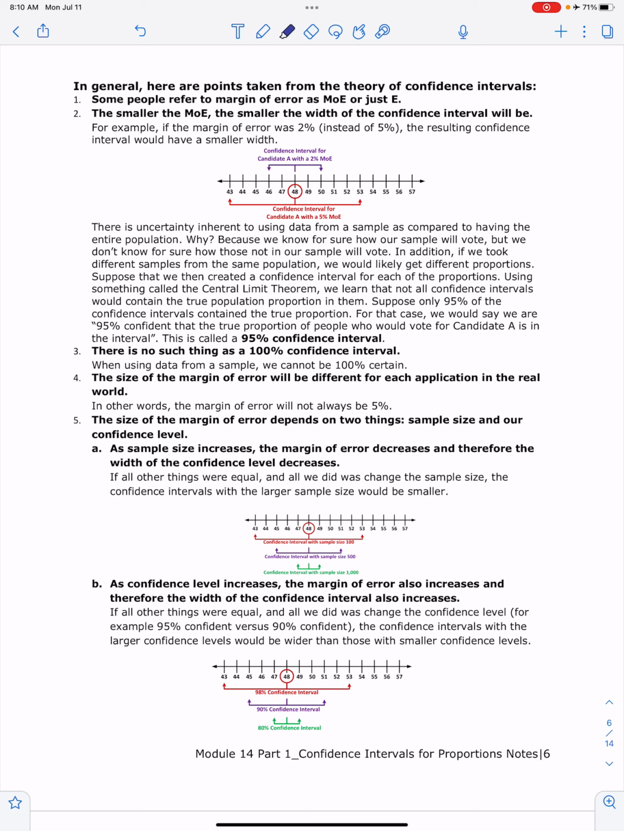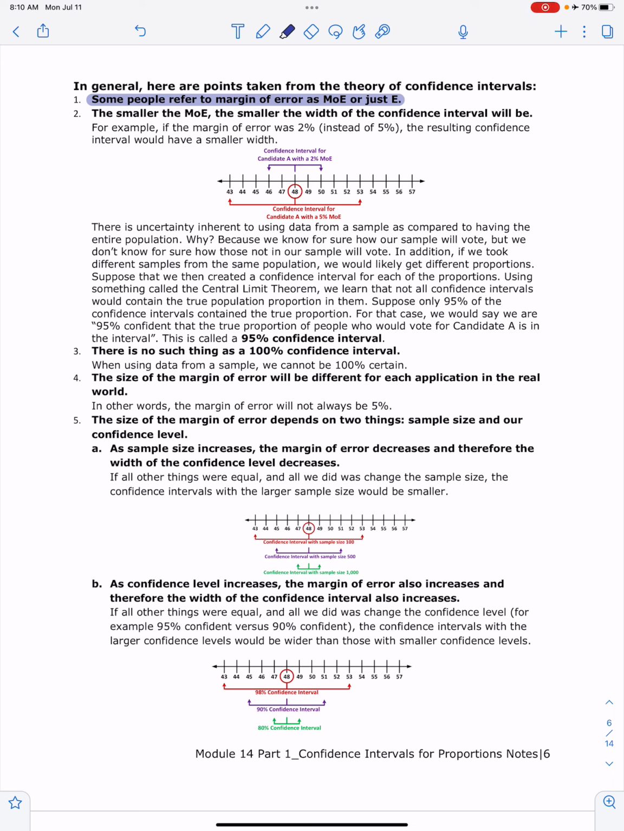As we talk about confidence intervals, sometimes you will see the margin of error referred to as MOE or just E. Again, mathematicians are lazy, and don't always want to write out margin of error.